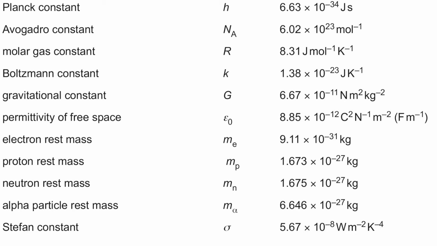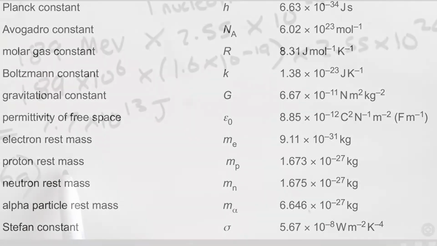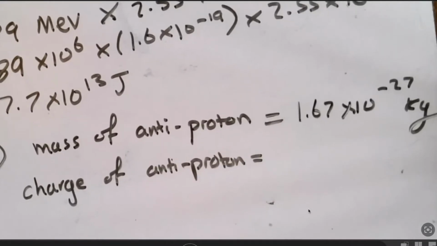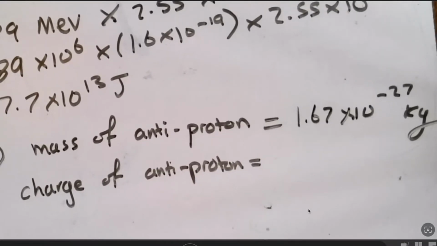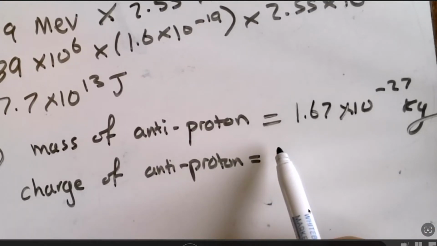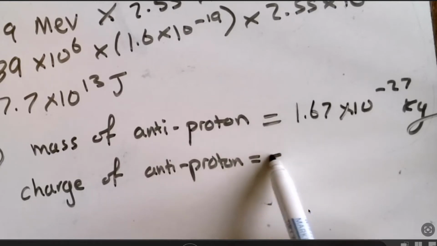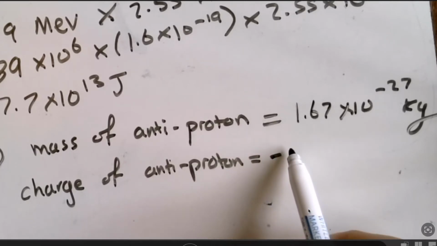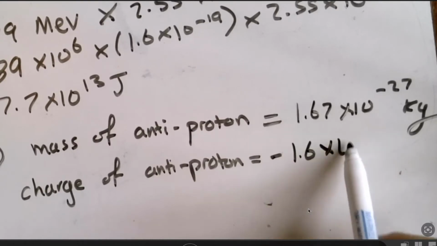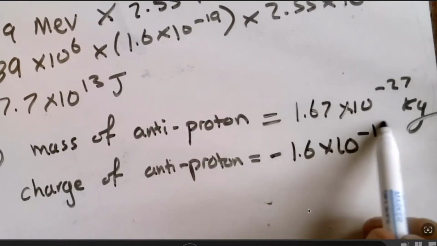Its charge, however, will be the negative of its standard positive charge, but bear in mind the proton's charge is with respect to the charge of the electron. So if the electron is minus 1.6 times 10 to the minus 19, that's going to be the charge of the antiproton too. Okay, because the charge of a proton would be positive, this number.